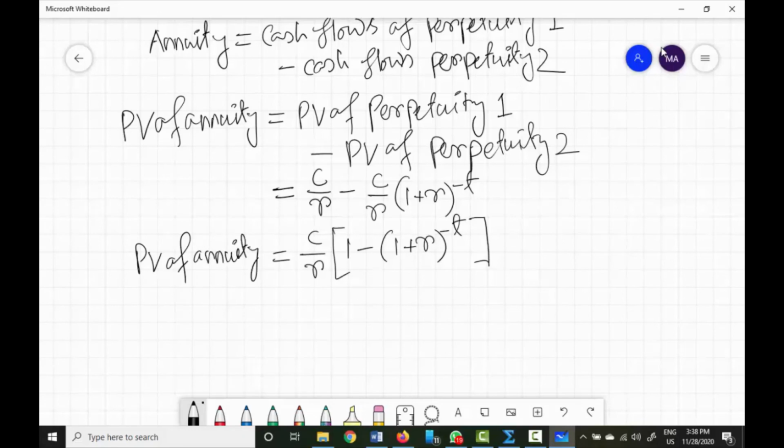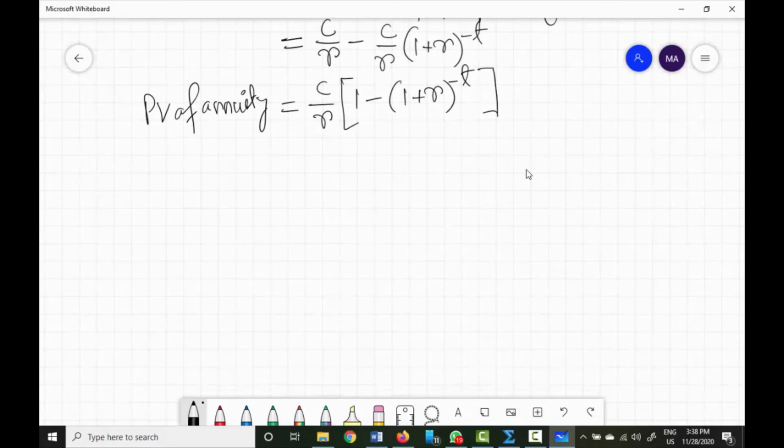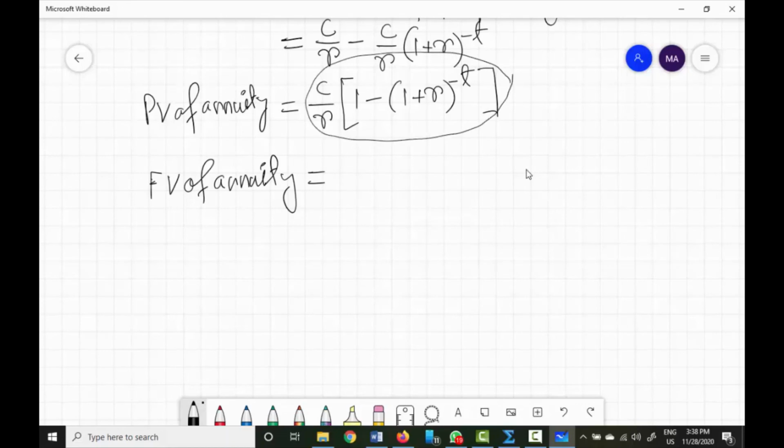Right. Now what will be the future value of annuity? So the future value of annuity will be what? The future value of annuity formula. So this is now the present value of annuity, right? This is a single cash flow now. So future value of annuity.